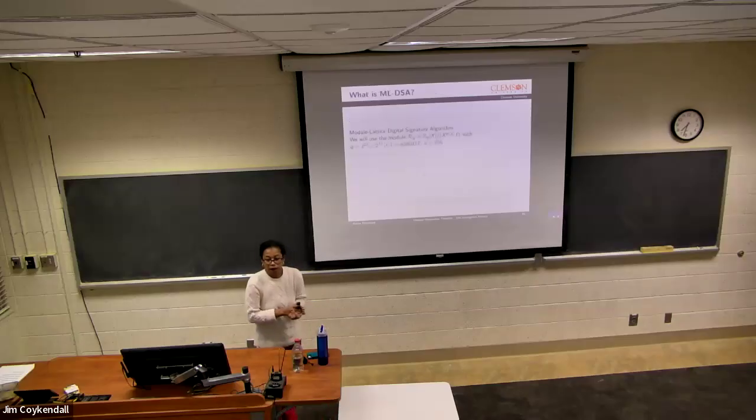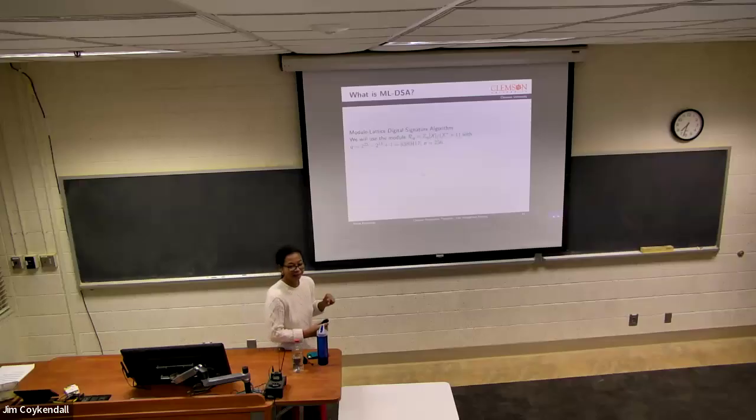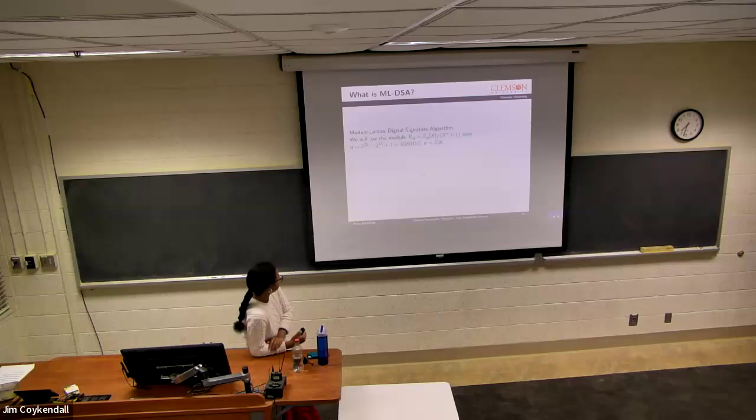So the next one, ML-DSA, stands for Module Lattice Digital Signature Algorithm, and again, we are using really big primes. That's why we care about efficiency. So this is the prime that we use for ML-DSA. I don't even want to read it. So why do we do that?